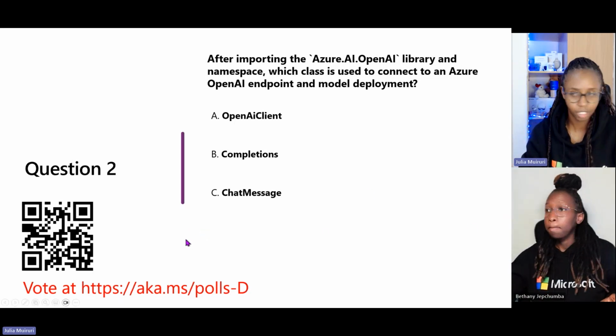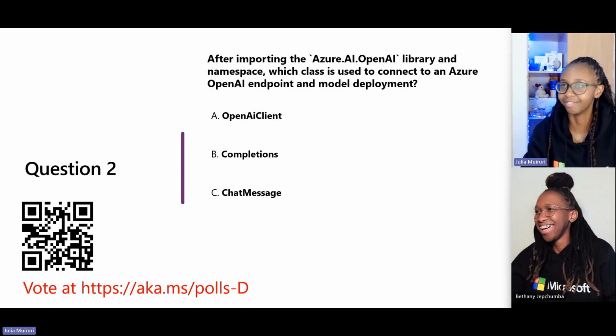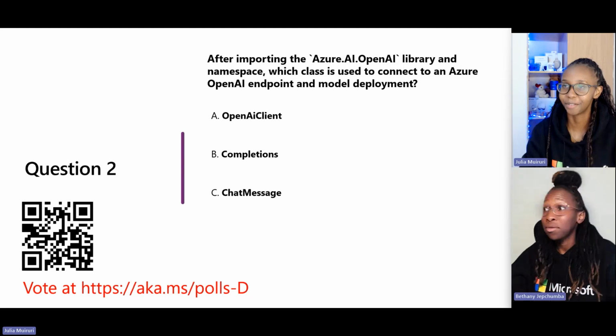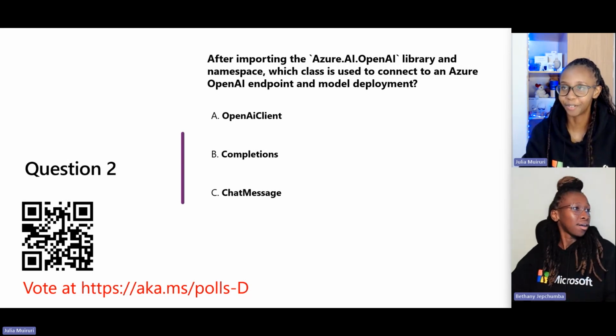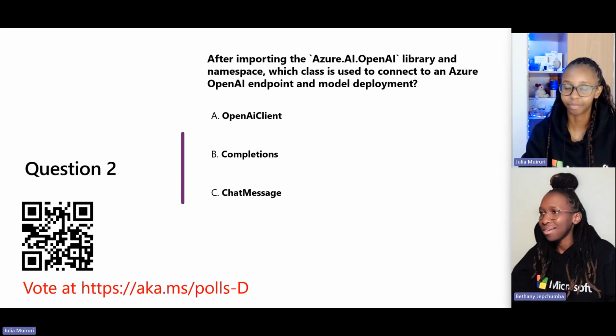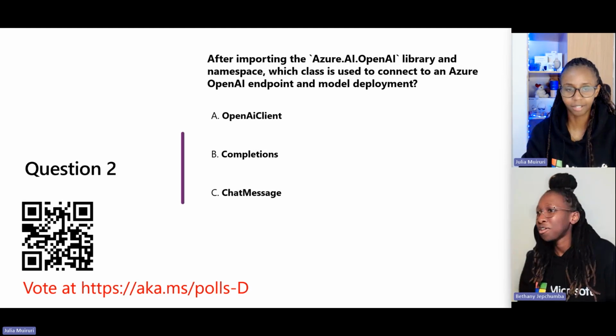So let's see. Bethany, do you see any responses coming in? One second. Ooh, it's loading. Yeah, I see a few votes. I'm also seeing the majority are voting A. There's a lot of votes, almost 80% voting A. Then we have B and C at around 10% each. So let's give them a second and see what's coming in.